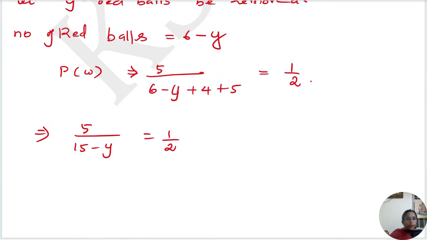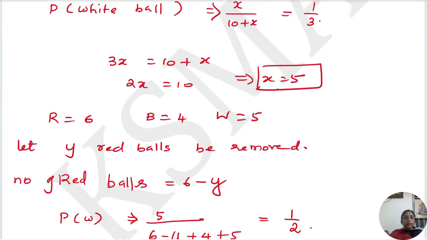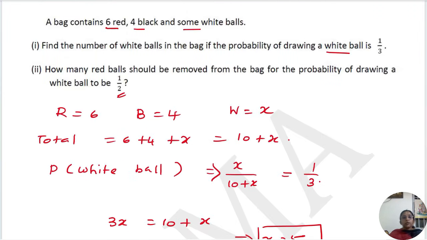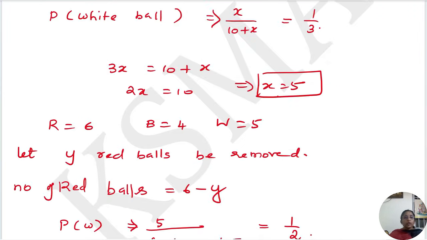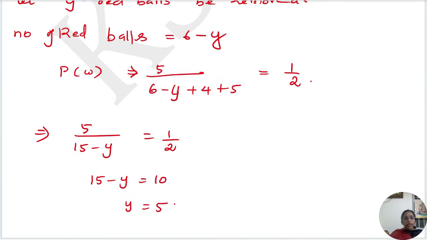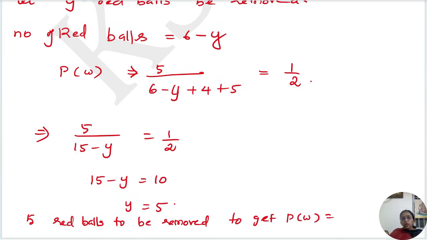So do your cross multiplication. So 15 minus y is equal to 10. So from here you can find your y value as 5. So y is nothing but the number of red color balls removed from the bag. So you have to declare your answer properly. So 5 red balls to be removed to get the probability of white equal to 1 by 2.